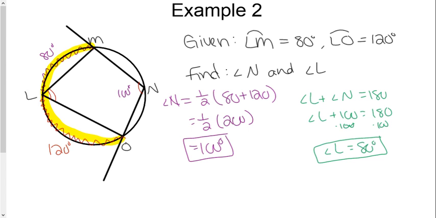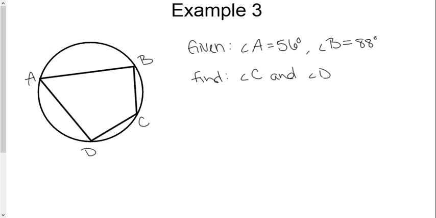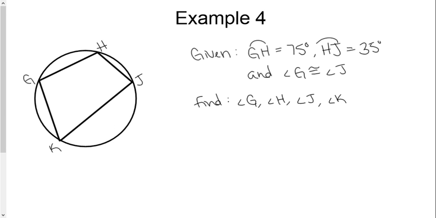So I have two examples for you today. I want you to try them. In this example, we are given that angle A is 56 degrees and angle B is 88 degrees. Find angles C and D. So this is just like example 1, so feel free to go back and use it for help. And example 4. This one's going to be a lot similar to example 2, but a little bit different.